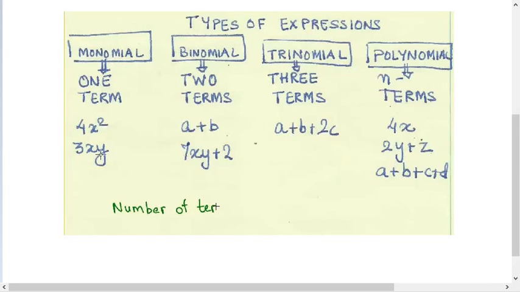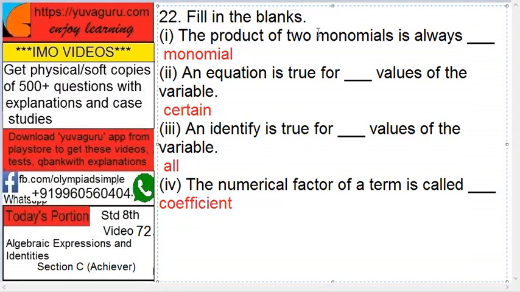Monomial. So monomial means there is no plus or minus sign in between. Okay. So in our case, if you multiply 2x and 3y, the answer will be what? 6xy. Is there any plus sign? So monomial. Next, an equation is true for dash values of the variable. Now this is certain values, not all.